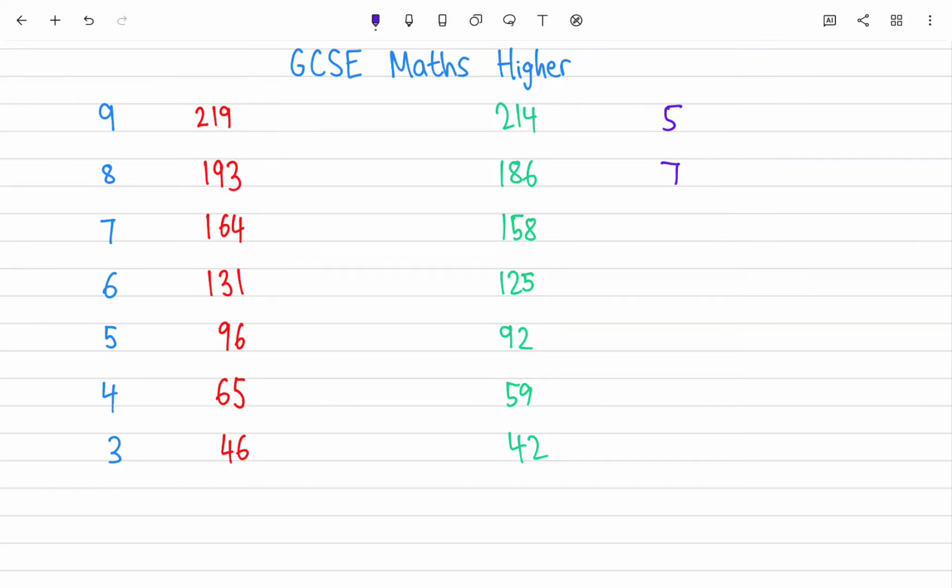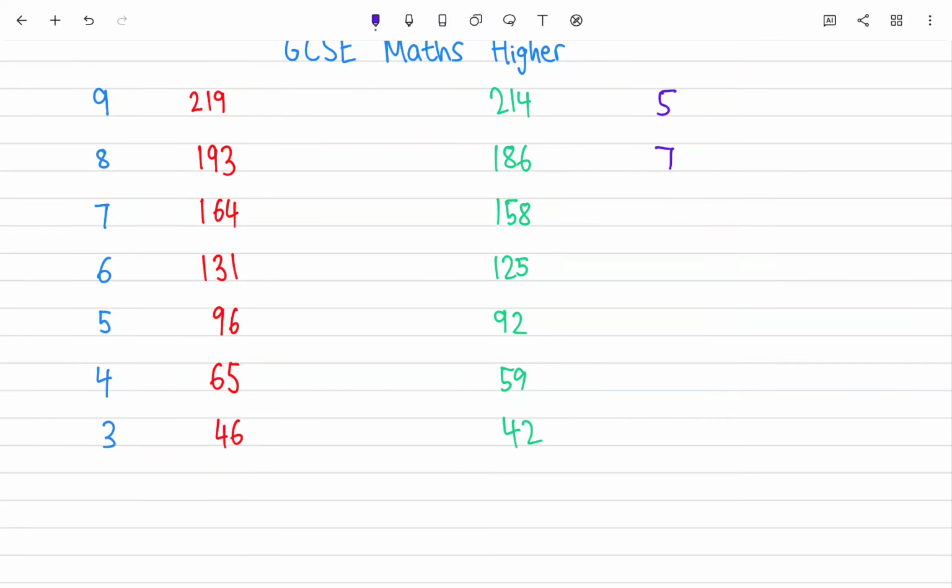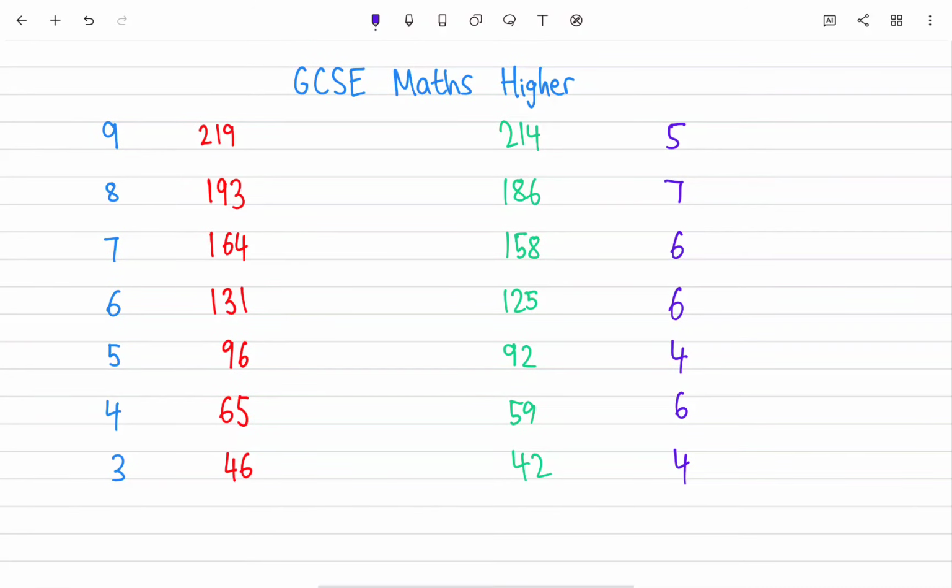For grade 7, it'd be 6 marks. For grade 6, again 6 marks. For grade 5, 4 marks. Grade 4, 6 marks. And a grade 3, 4 marks, okay? So just a reminder, this is just a prediction, and it could be around those numbers. And who knows, it may even be the exact numbers you need. So this is something that you can keep in mind.